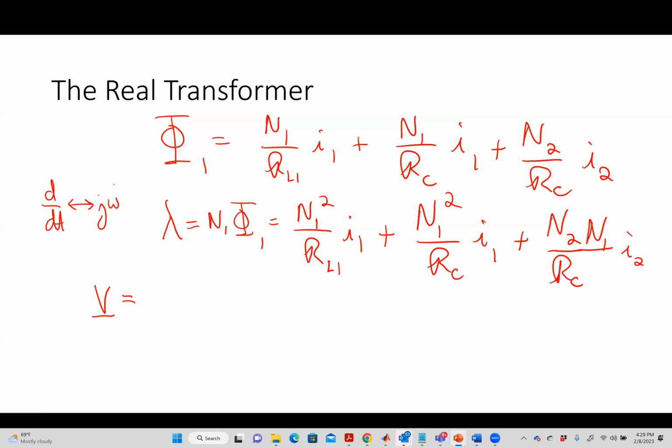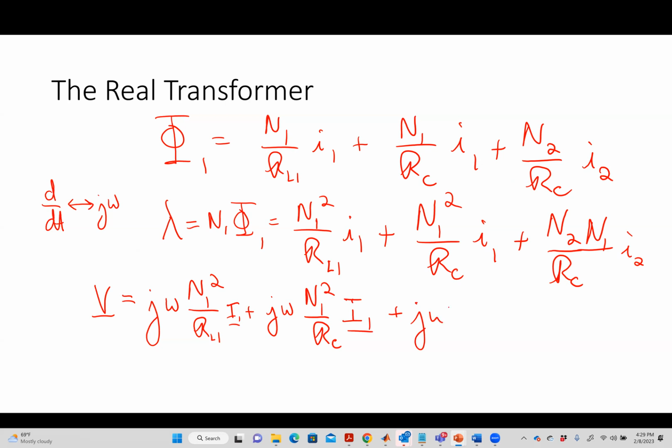J omega. All right, so this guy becomes J omega N1 squared over the reluctance of the leakage path plus J omega times N1 squared over the reluctance of the core. I need my currents. Plus J omega times N1 N2 over the reluctance of the core times I2. Like that. All right. What we said is, I give this guy a name.